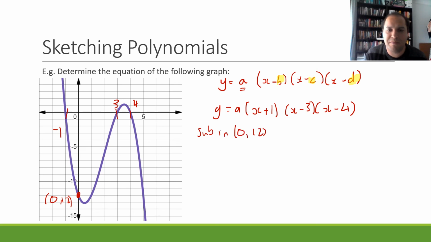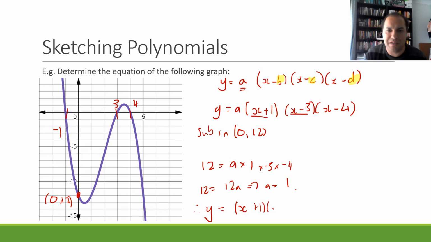0, 12, and 12 is going to equal a times 1 in this first term. In the second term, that'll be times -3 times 0 minus -4. So 12 equals 12a, so a must be 1. So therefore our equation must be, we don't need to write the invisible 1 there, x plus 1, x minus 3, x minus 4 is the equation for this particular cubic.